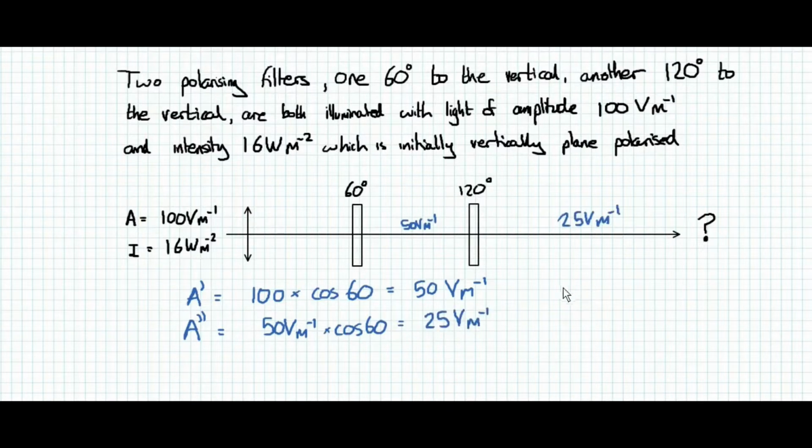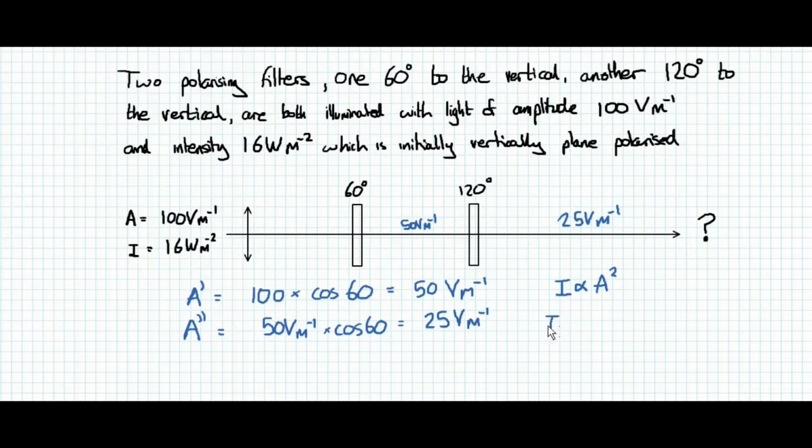So what happens to the intensity? Well, the amplitude has gone down by a factor of 4. It is a quarter of what it was before. And so because the intensity varies as the square of the amplitude, if the amplitude is reduced by a factor of 4, then the intensity has been reduced by a factor of 4 squared, which is 16. So our new intensity is 1/16 of 16 watts per square meter.